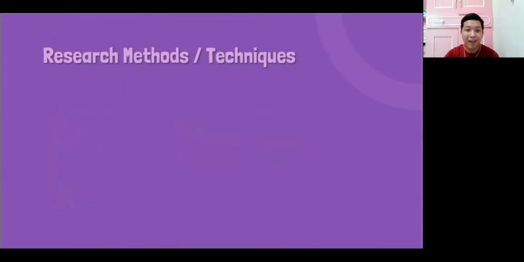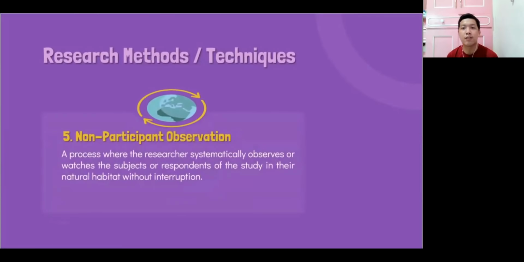Okay, for number five, class, we have the non-participant observation or NPO. It refers to a process where the researcher systematically observes or watches the subjects or respondents of the study in their natural habitat without interruption. So the researcher is not taking an active part in the environment under scrutiny. This is pure observation when you are using this type of research method, the NPO.